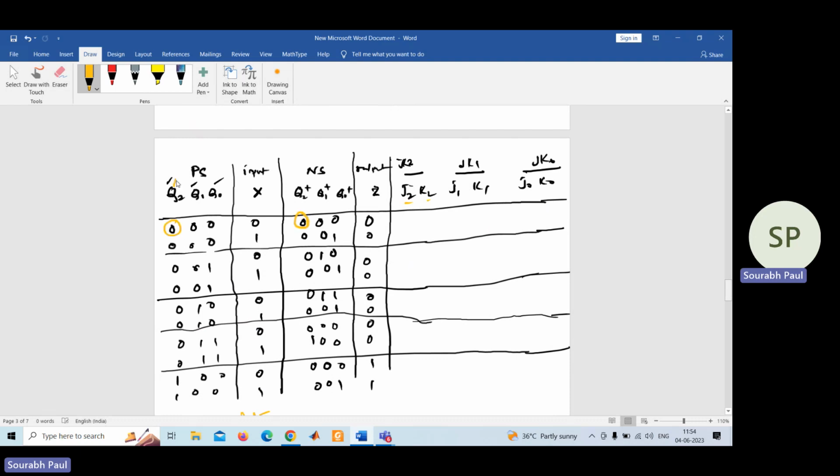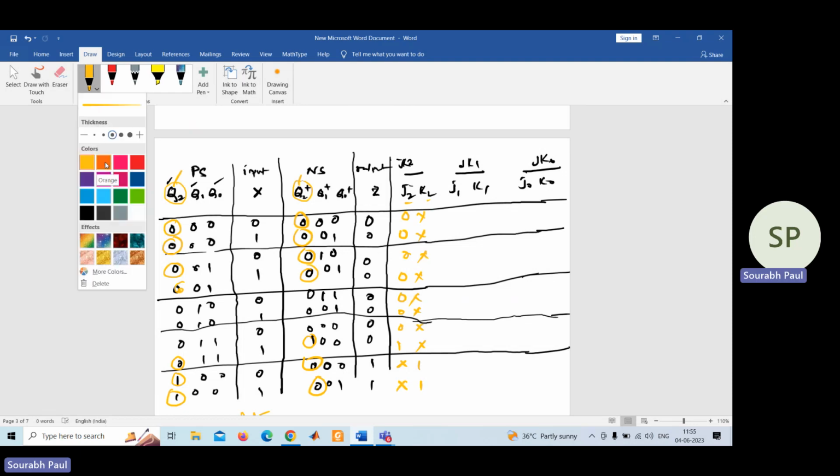Now use this to find the values of J and K. This is Q2 and Q2+, so this is the present state and this is the next state. If you have 00, according to the excitation table of JK, this is 0x. Then 00 again is 0x, and again 00 is 0x. Follow this process: 0x, 0x, 0x. Then you have 01, which means 1x. Then you have 10, which means x1, and again 10, which means x1.